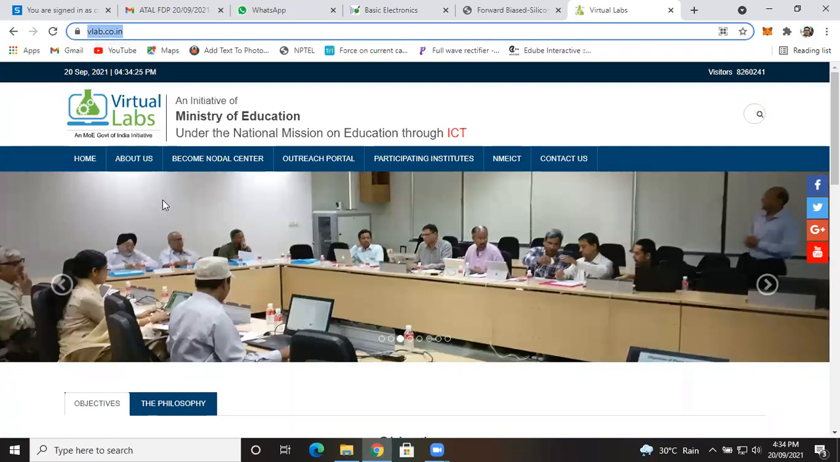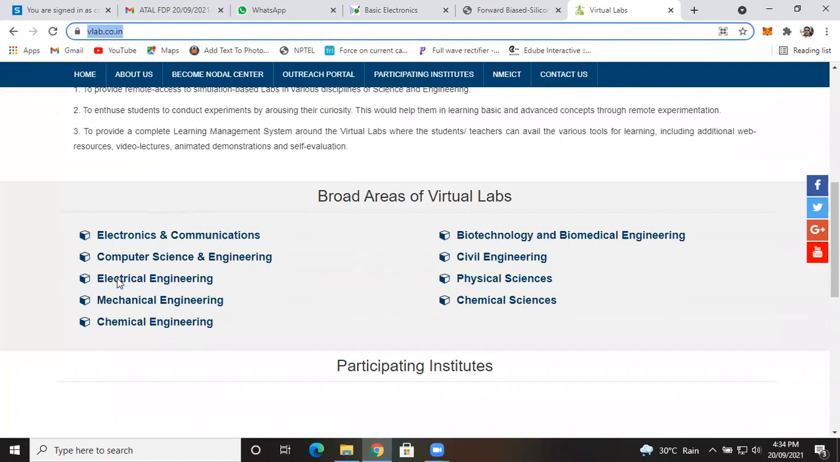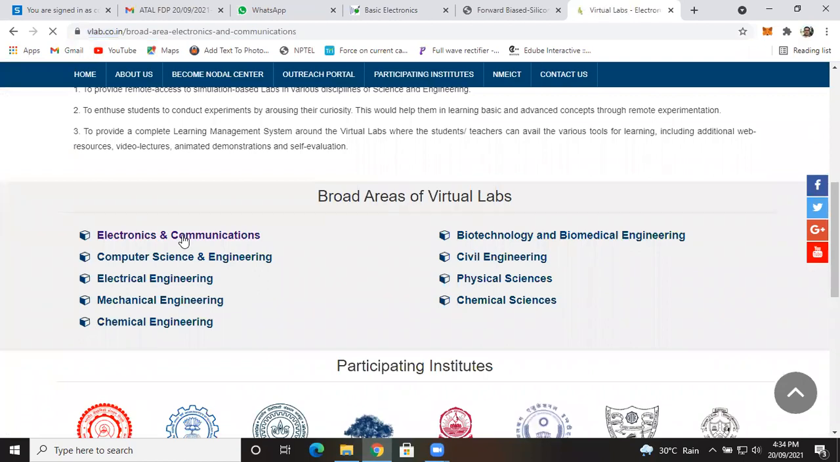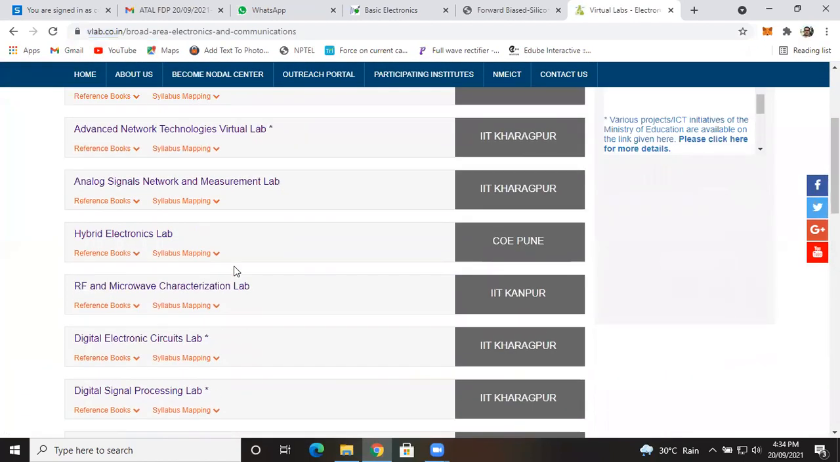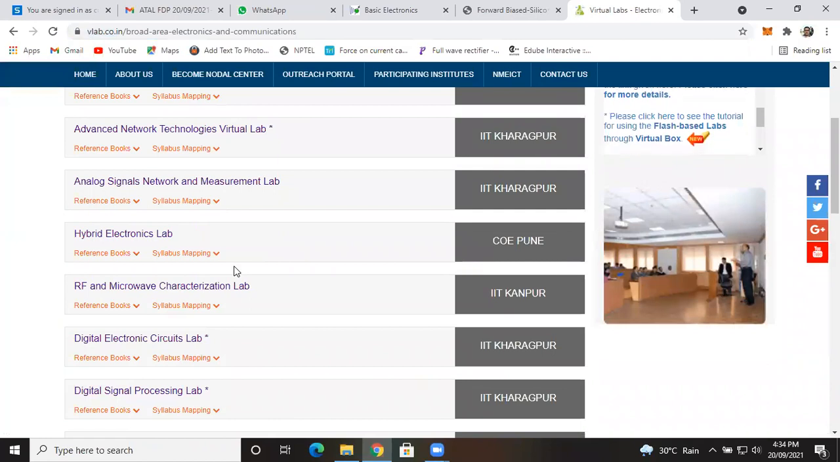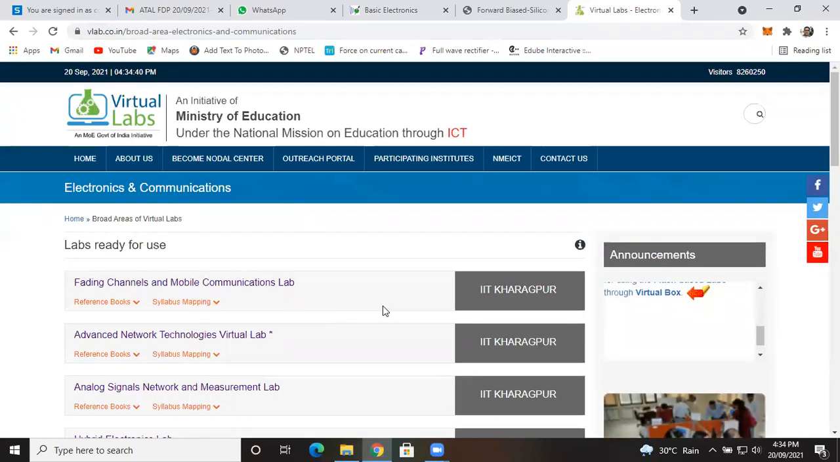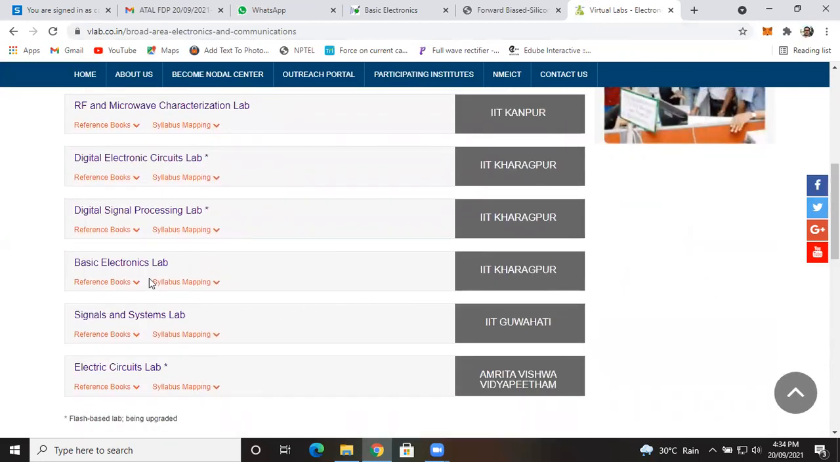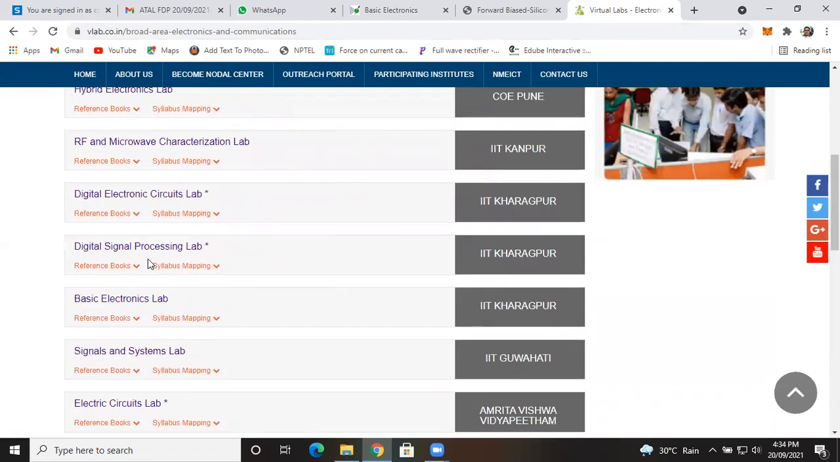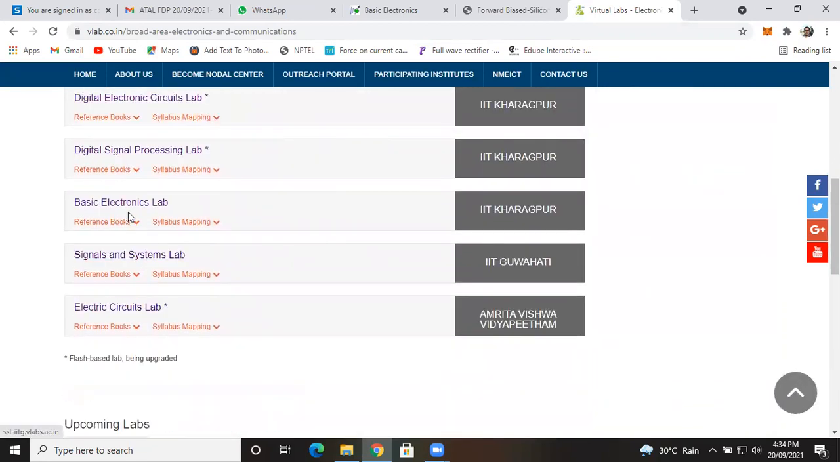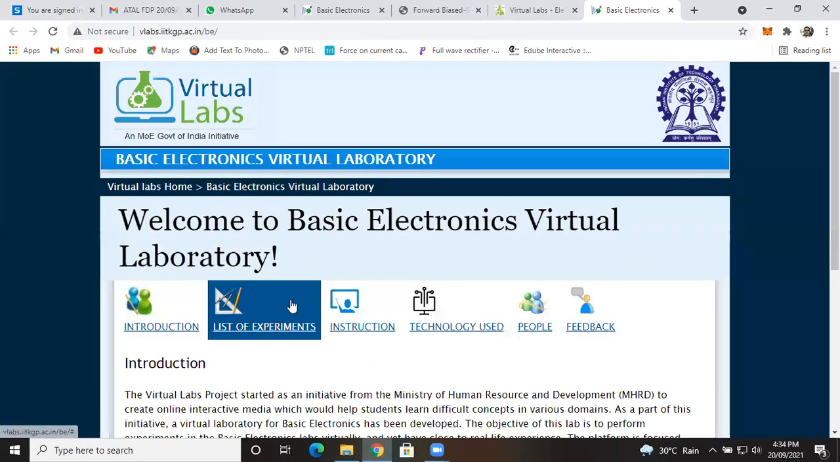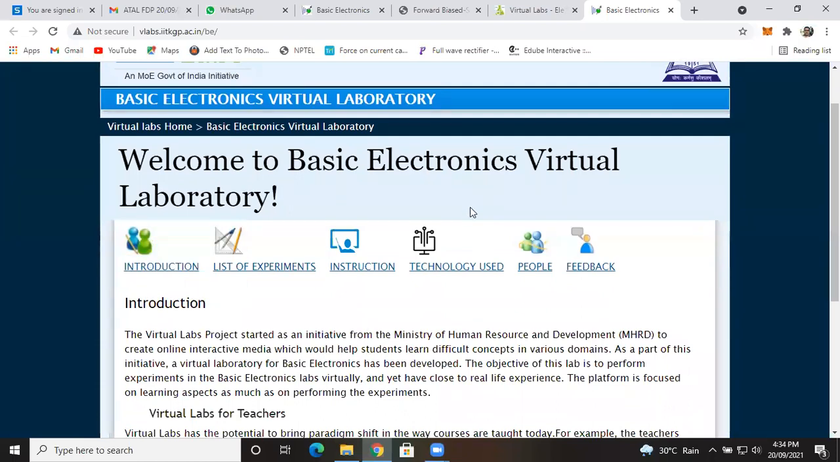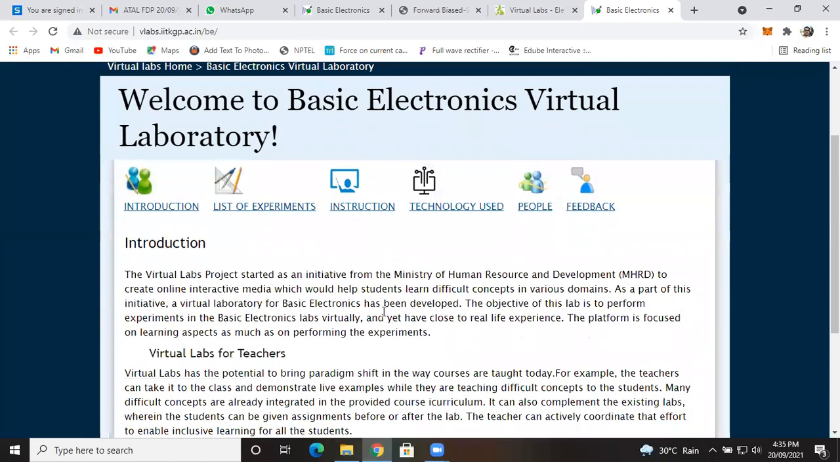Once vlab.co.in is open, below that you will observe Electronics and Communication. When I click on it, the virtual lab practicals of different institutes open. You can see IIT Kharagpur, COEP Pune, and all the different practicals. So many practicals are there. Out of those, you just click on Basic Electronics practical, because our topic is related to basic electronics. So the Basic Electronics practicals page will open.